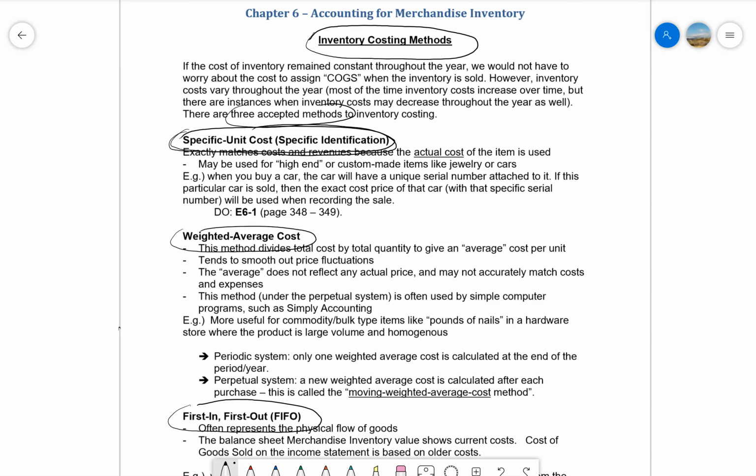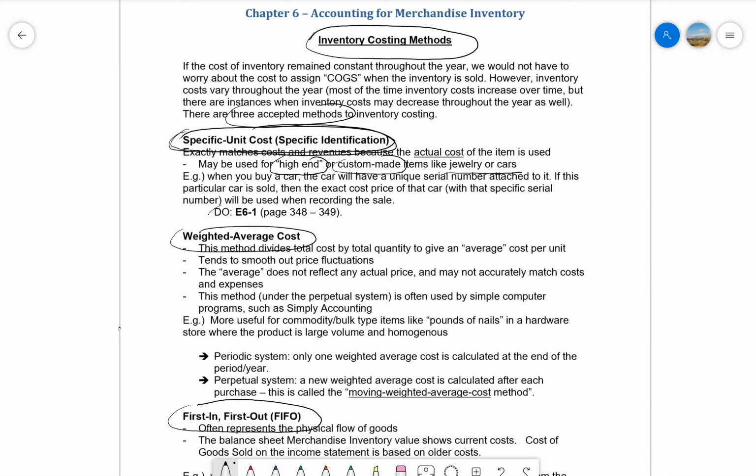This is often used for high-end inventory items or things that are custom made. So for example, cars, jewelry, maybe antiques, they may use this specific unit or specific identification method. They're going to sell probably not that many of these items. So they're going to buy the car from the manufacturer, and then when they sell the car, they're going to use the exact cost of that car as their cost of goods sold.